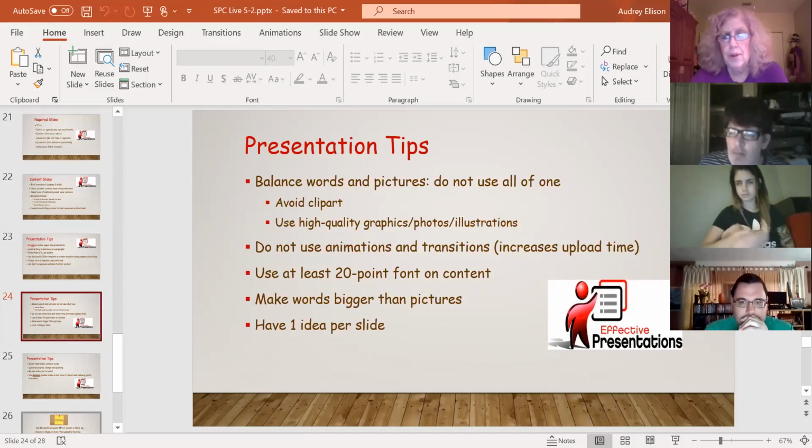Use at least 20-point font on content. If you have a choice between making the words bigger or the pictures bigger, you make the words bigger, and try to have 1 idea per slide.